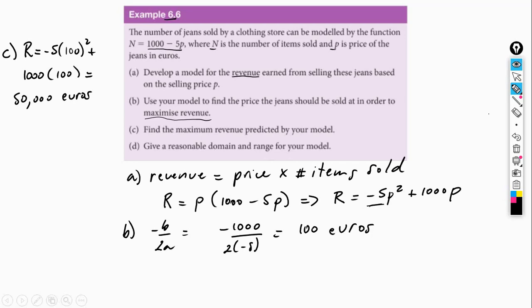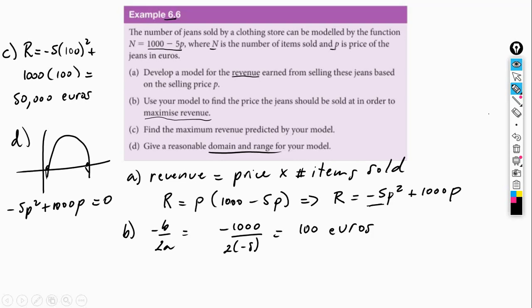For D, they want us to give a reasonable domain and range. So the domain, let's think of the domain in this sense. If you have a downward parabola, let's suppose that we have a graph and this parabola looks like this, the reasonable domain would be between these 2 points, between the p-intercepts in this case, right? So what we need to do is equal our function or our model to 0, in order to find what this value is and this other value is. So if we have minus 5p squared plus 1000 p equals 0.